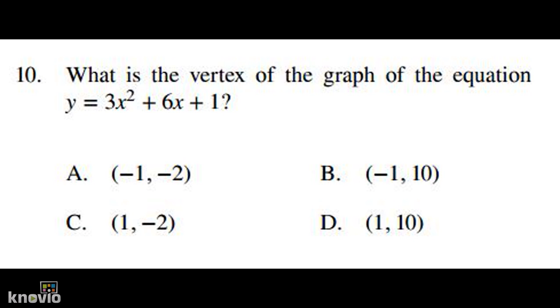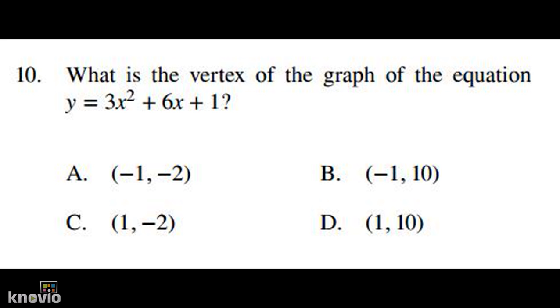Question number 10. What is the vertex of the graph? So again, we have multiple ways that we could find this. We could take negative b over 2a, which would be negative 6 over 6, which simplifies to negative 1, and plug that into the function.